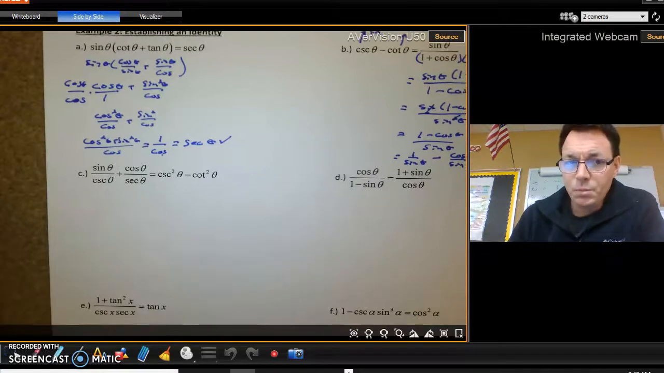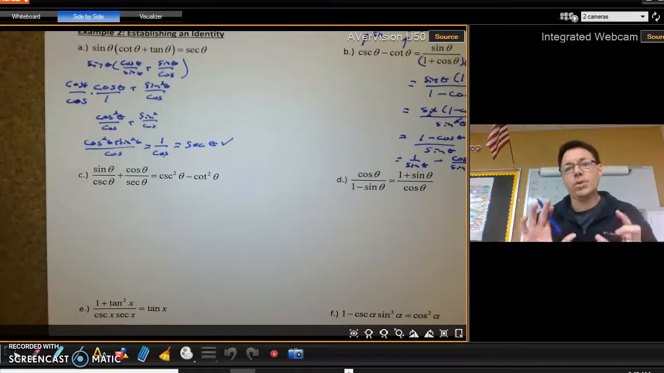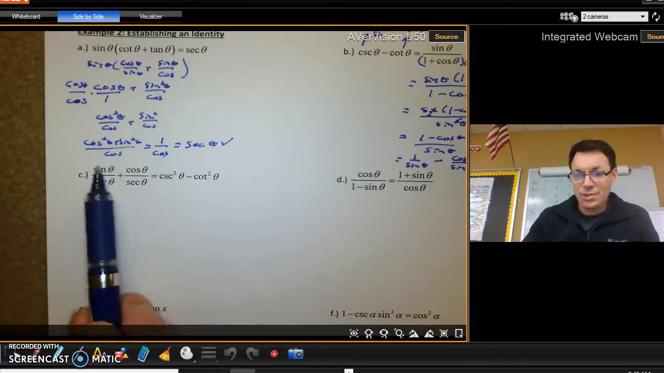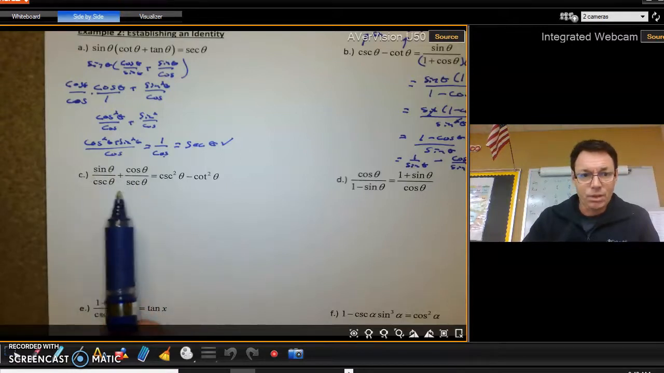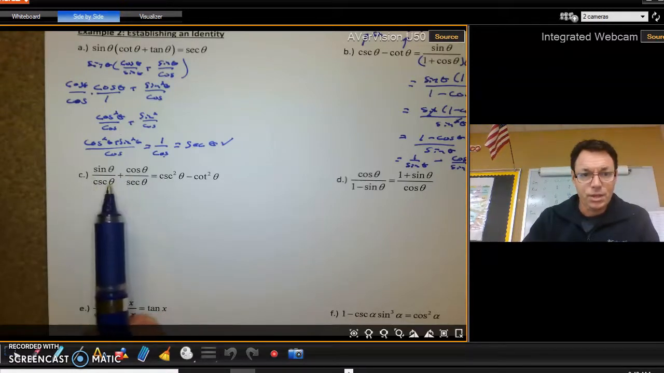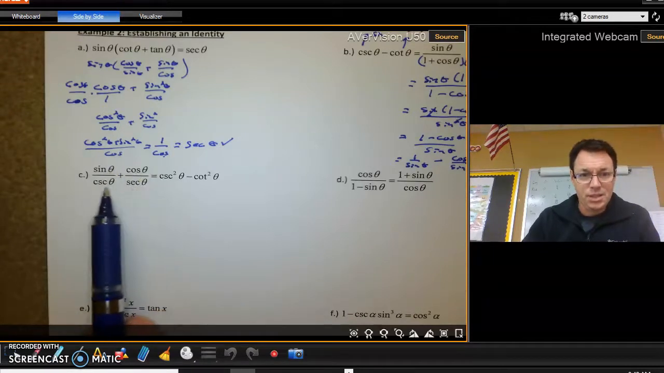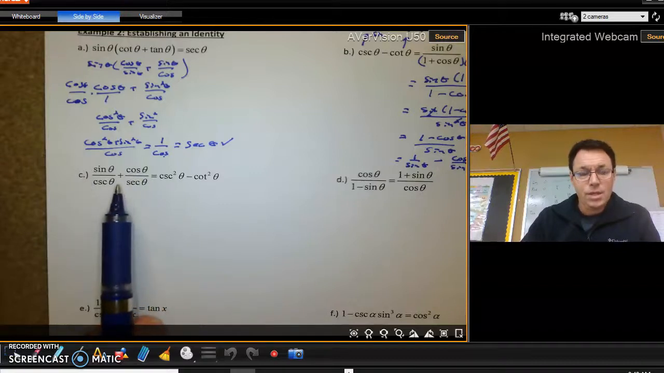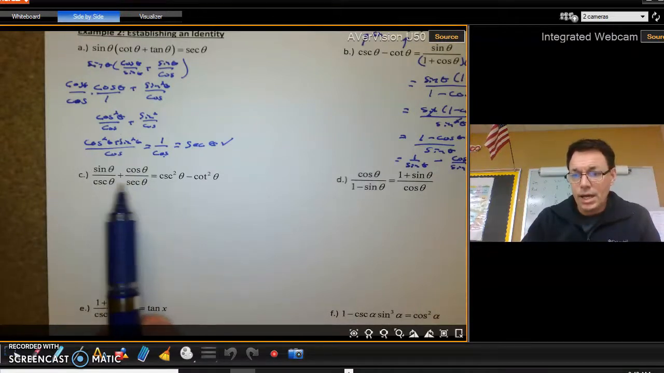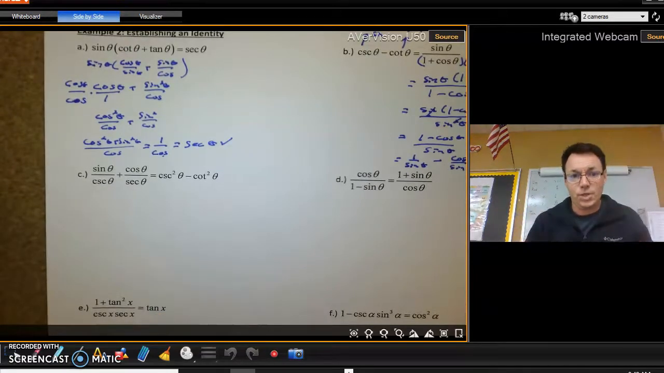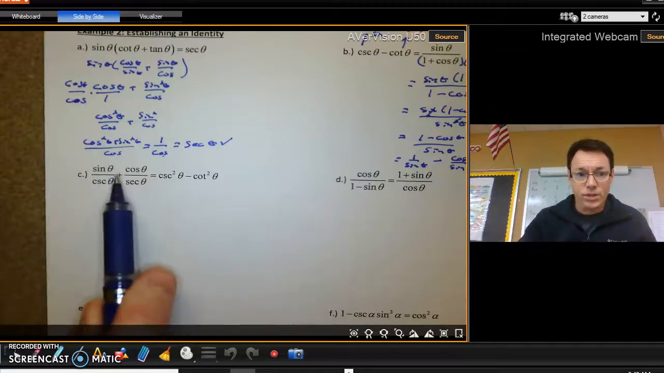Now again, it's always best to try to simplify the more difficult looking side and turn it into the easier looking side. I'm going to say this is more difficult. I've got all this going on. I've got these two fractions. I also have 4 different trig functions: sine, cosine, secant, cosecant. I do not like that at all. So the first thing I'm going to do is turn cosecant and secant into expressions that involve sine and cosine. That way I'm only going to have 2 different trig functions, and maybe I'm going to see how they relate to each other instead of these 4 different trig functions.